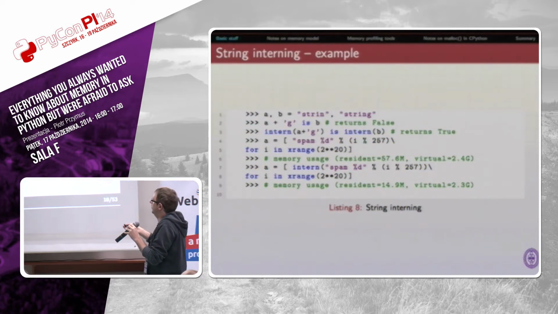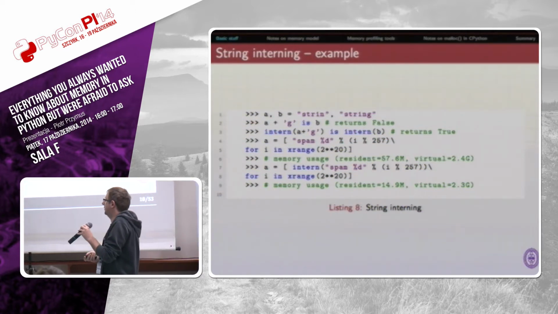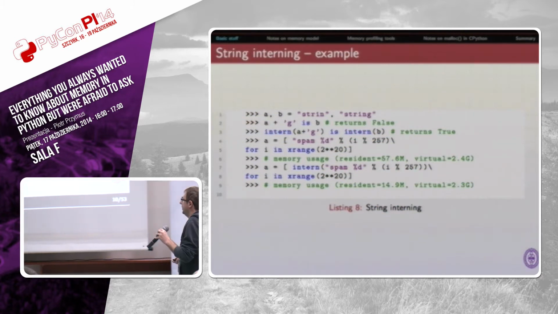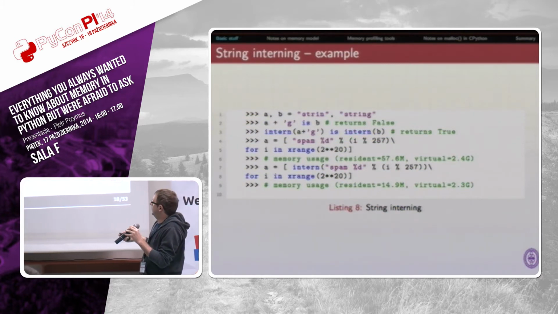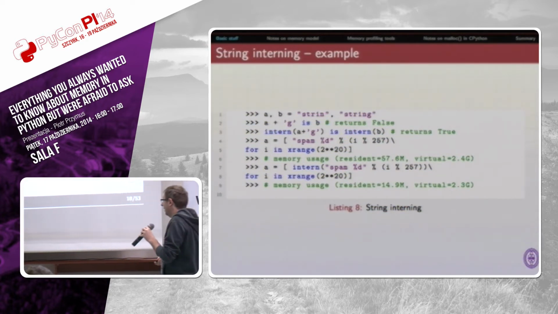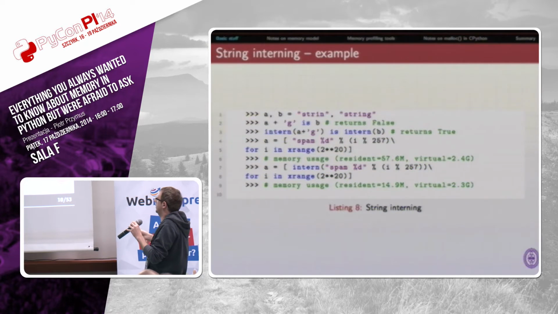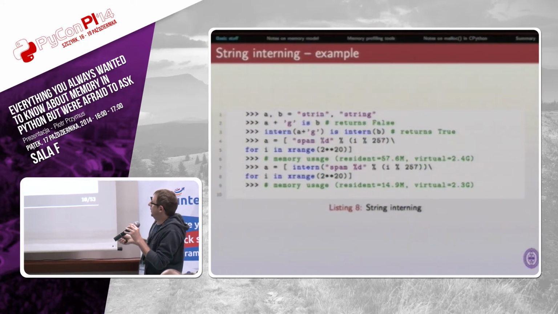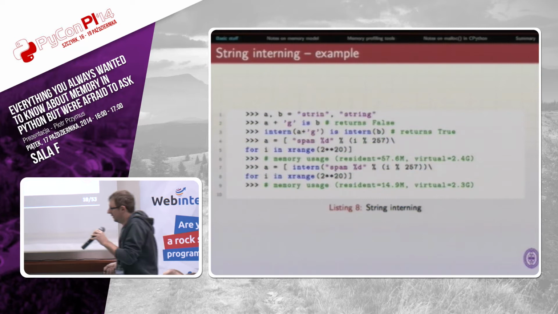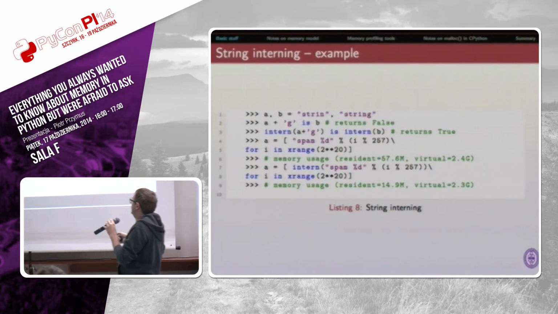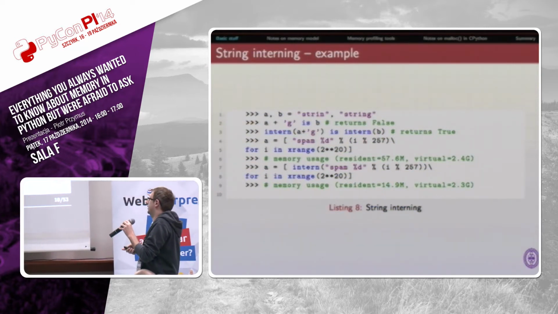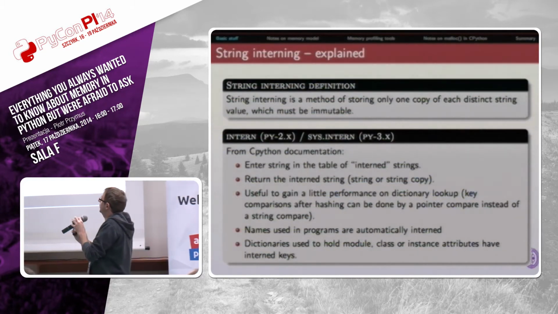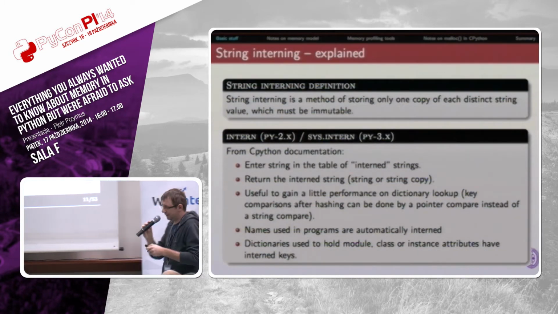Following the next example, we here create a list of pretty similar strings and check what the memory consumption for it is, and we actually will get something like this. And if we use intern, we will actually intern some of the strings, so put them into the string intern table, and we'll get a little bit less memory consumption. So let's talk about string interning in detail.